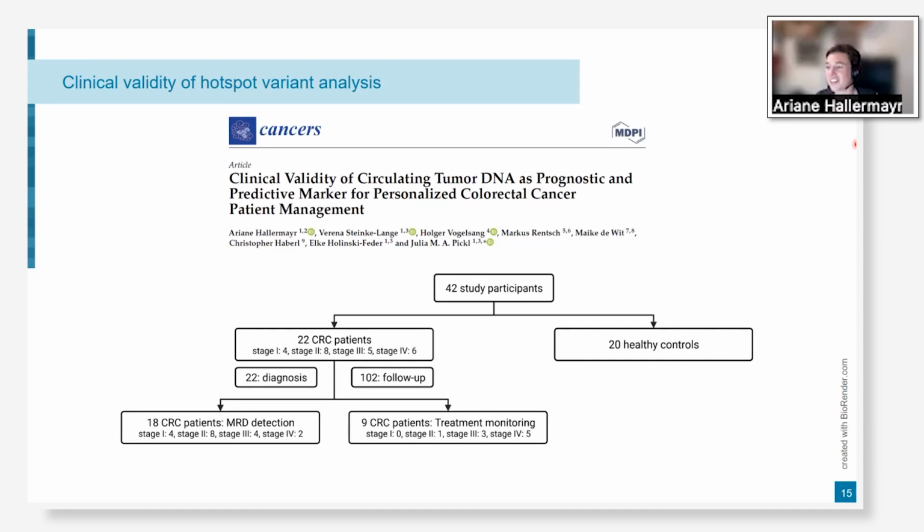that those cutoffs are really useful for clinical interpretation, and therefore 42 study participants were included, including those 22 CSC patients I previously mentioned and 20 healthy controls. And the patients were either analyzed for residual disease detection or treatment monitoring.